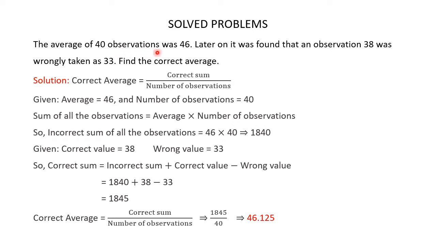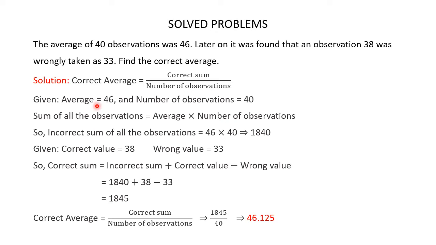The average of 40 observations was 46. Later on, it was found that an observation 38 was wrongly taken as 33. Find the correct average. Now we know that to find the correct average, the formula is correct average is equal to correct sum divided by number of observations. From the question, we know that the number of observations is 40. So if we calculate the correct sum, then we can find the correct average.